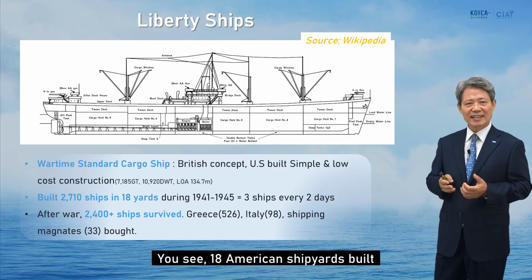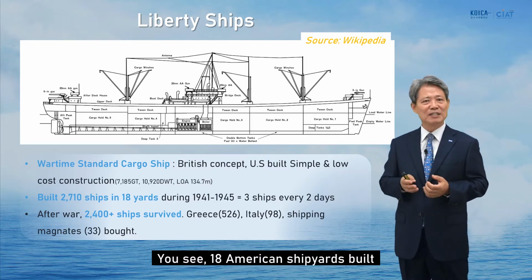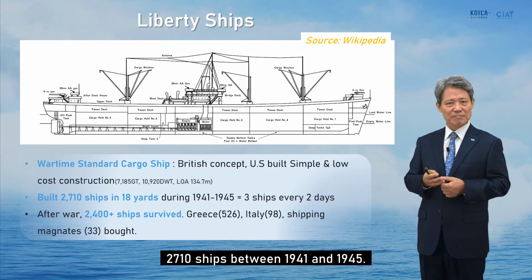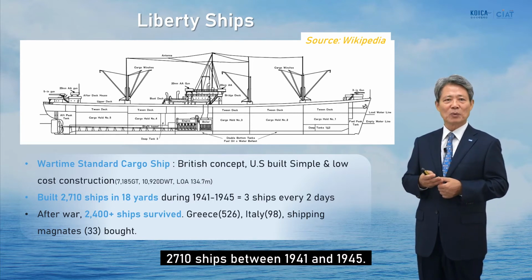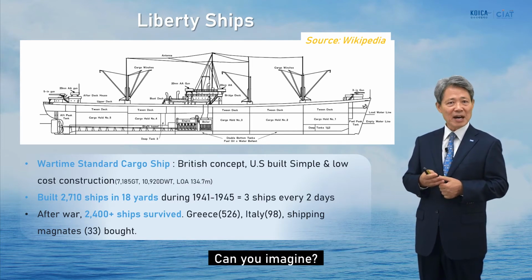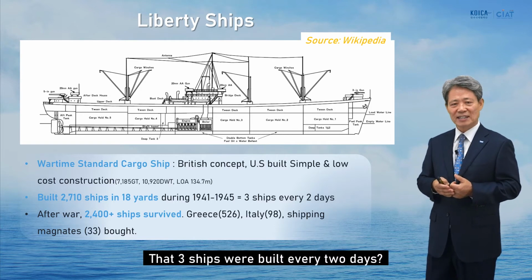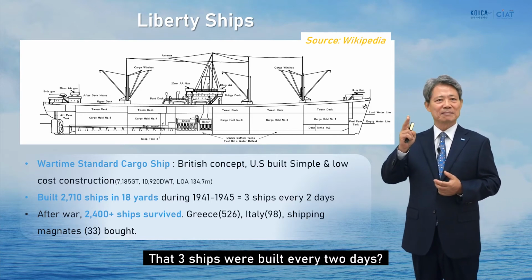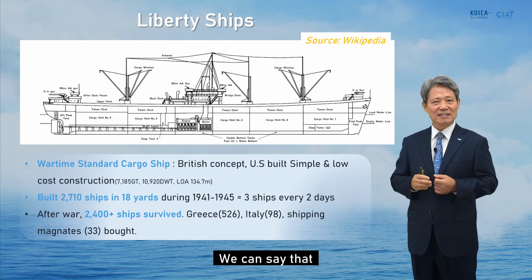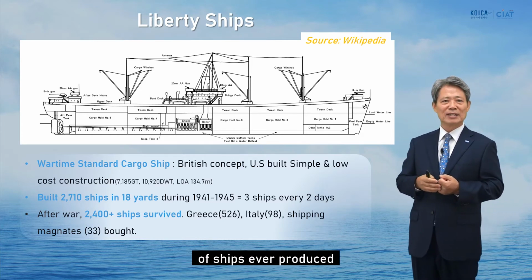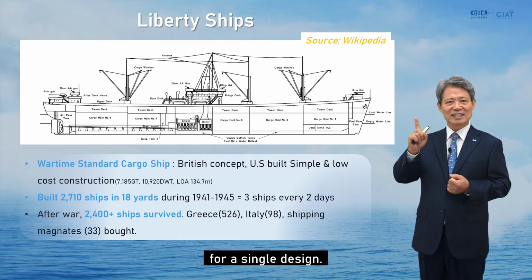You see, 18 American shipyards built 2,710 ships between 1941 and 1945. Can you imagine that 3 ships were built every 2 days? We can say that this is the largest number of ships ever produced to a single design.